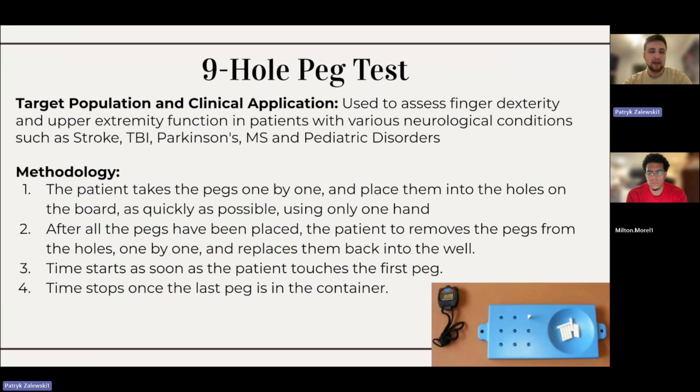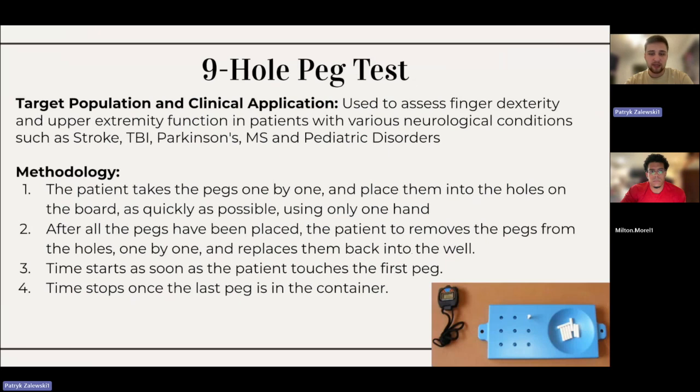Moving on to the 9-hole peg test. This is used to assess finger dexterity and upper extremity function in patients with various neurological conditions, such as stroke, TBI, Parkinson's, MS, and even pediatric disorders. This test you can see on the bottom right. So the patient is going to take the pegs one by one, and they're going to place them into the holes on the side. They're going to use only one hand when doing this activity.